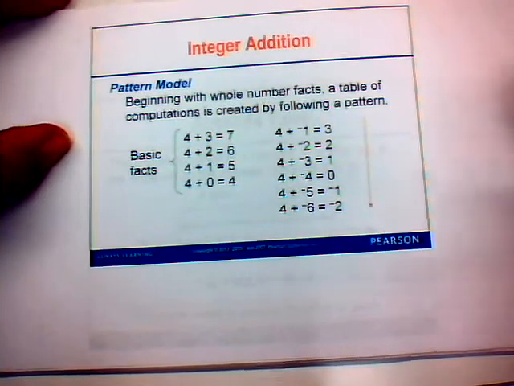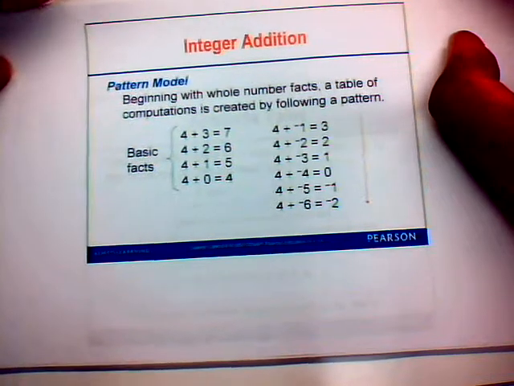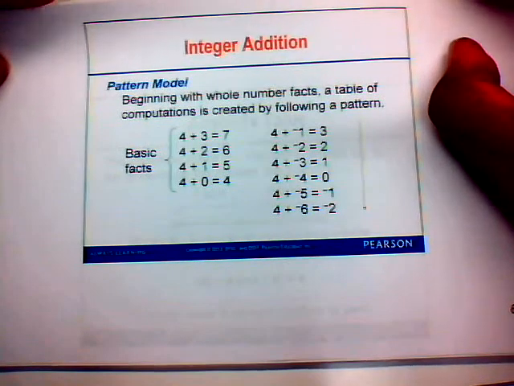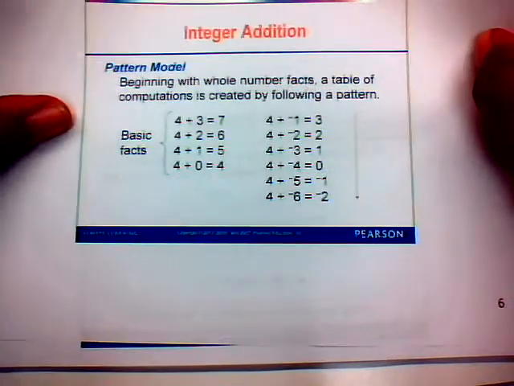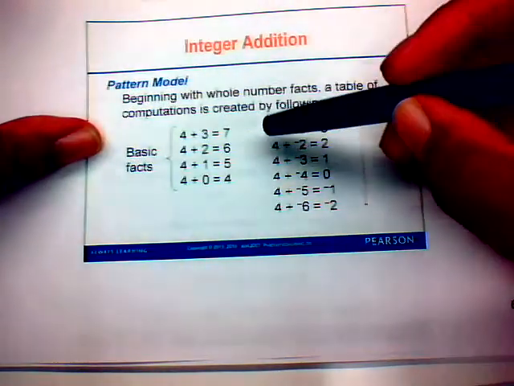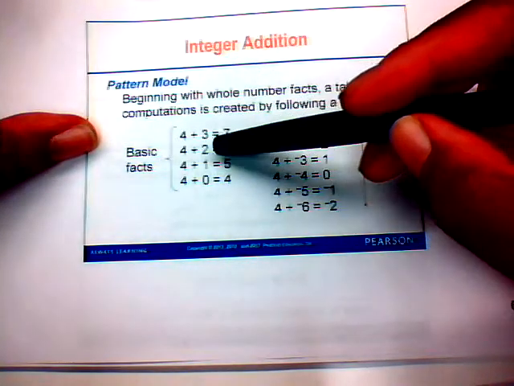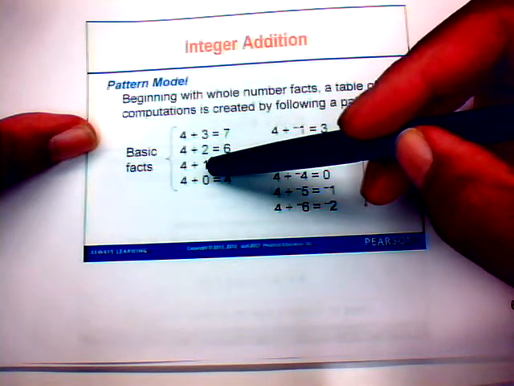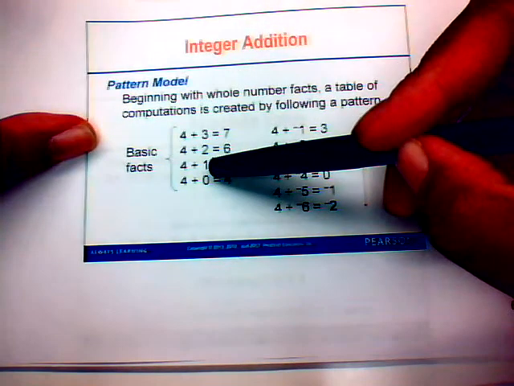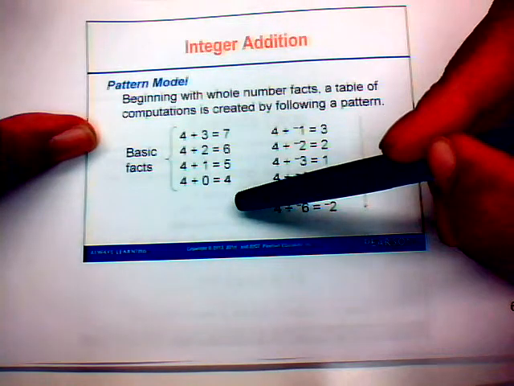And there is a pattern model for integer addition. Beginning with whole number facts, a table of computations is created by following a pattern. Now let's look at some basic facts here, like 4 plus 3 is 7, then 4 plus 2 is 6. Here the second number is decreasing by 1, or the second addend is being decreased by 1. And then 4 plus 1, that's going to be 5. 4 plus 0 will be 4.